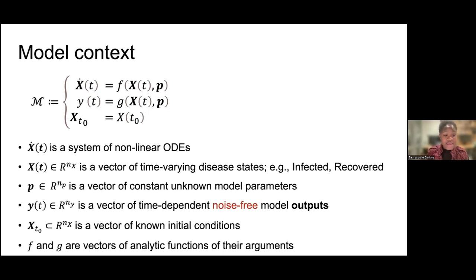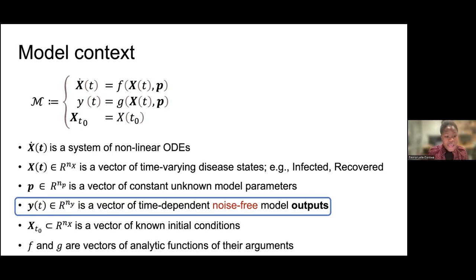And I would like to highlight the parameter p, the vector of parameters, and we're assuming these parameters are constant and they are unknown, and of course we'll seek to estimate that. Finally, I would like to highlight y of t, which we're assuming here to be the vector of noise-free outputs. I highlight noise-free because of the point made earlier that in structural identifiability analysis, we're assuming these outputs do not have any noise, or the observations don't have noise.